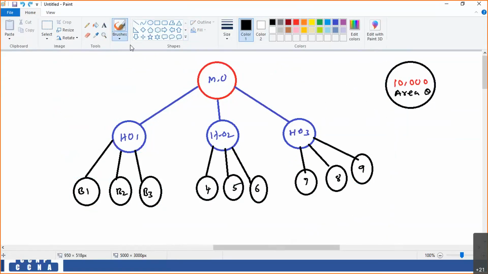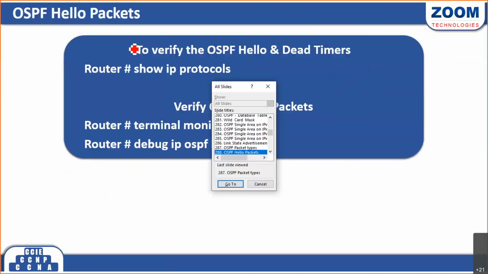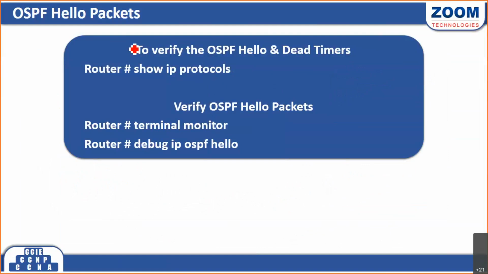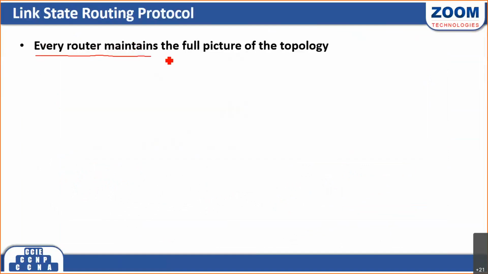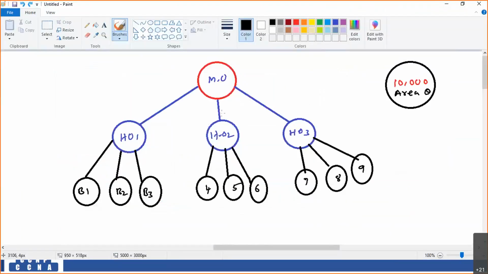So what have we discussed about link state routing protocols? Remember the first point: every router maintains a full picture of the topology. In OSPF, every router should maintain what? A full picture of the topology. That is a rule. So here, every router should maintain a full picture of the topology.